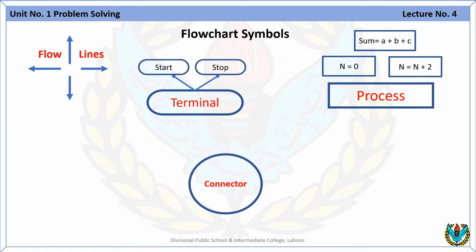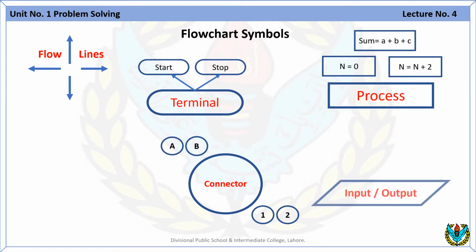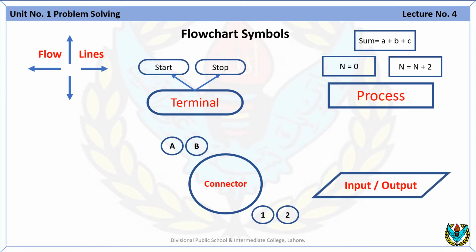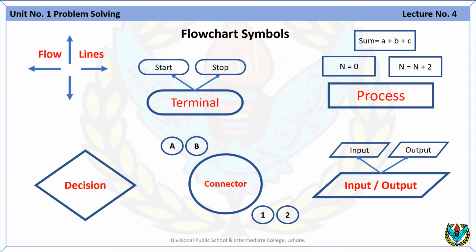Connector symbol is used when a flowchart doesn't fit on a page. Then we use a connector to connect parts of a flowchart on different pages. We can use alphabets and numbers in a connector symbol. Input output symbol. It indicates the input of data from the user or displaying results to the user. Decision symbol. It shows a conditional operation that determines which one of the two paths to take. The operation is commonly yes or no.